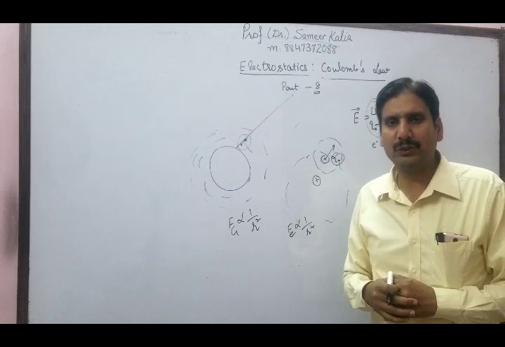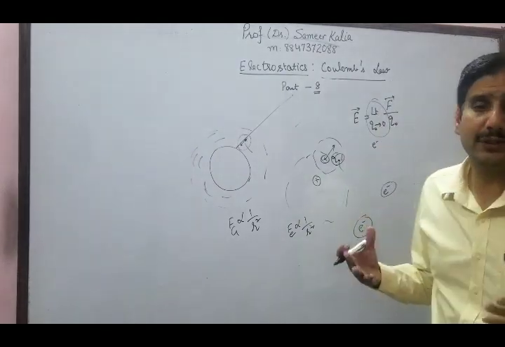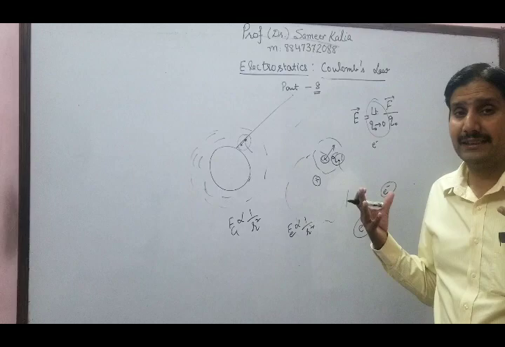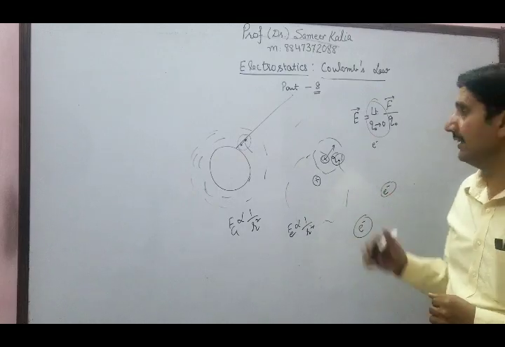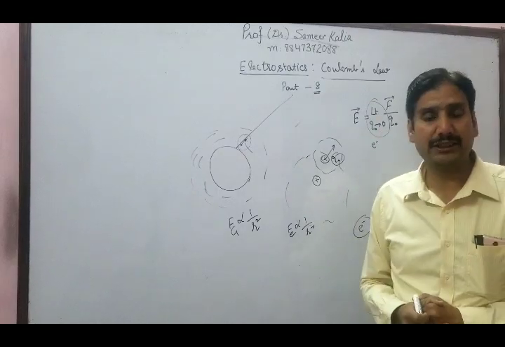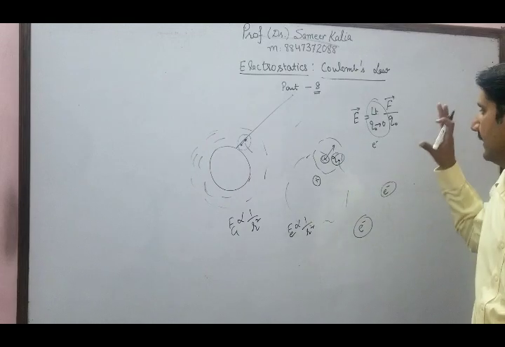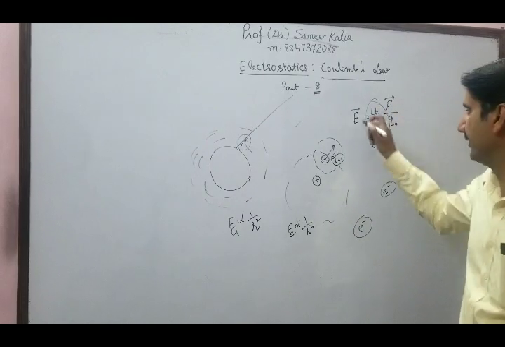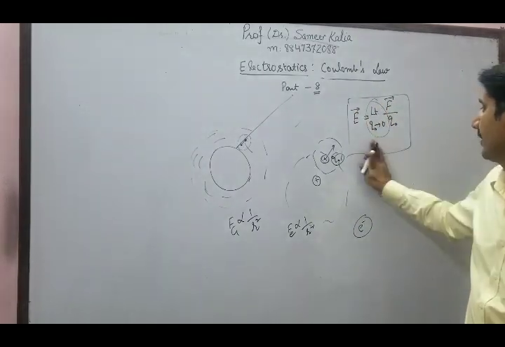So we need not worry much about that, but we should know at least theoretically there is a trivial situation existing over here when we say that limit Q naught tending to 0. Keeping this aside, this is the general formula for electric field now. What is the electric field of a charge?